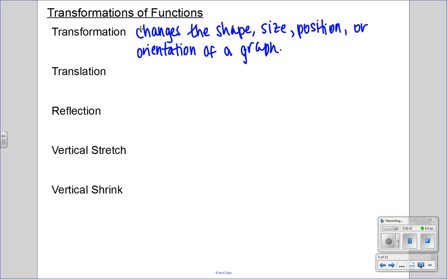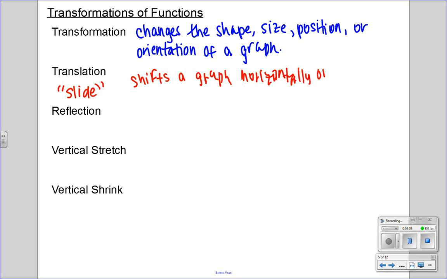Okay. Now, translation is a type of transformation, and one way to remember this is that it is a slide. We can slide that graph around. It doesn't change shape, but we can just slide it around. So this shifts a graph horizontally or vertically. Now a reflection flips the graph over a line.